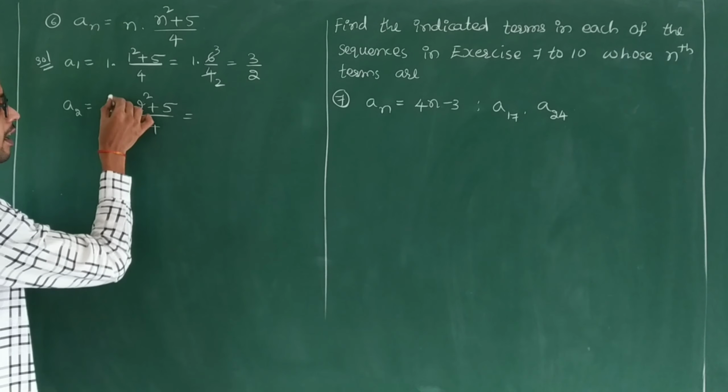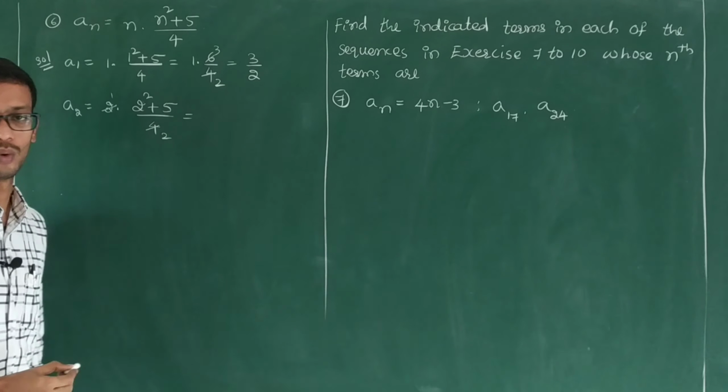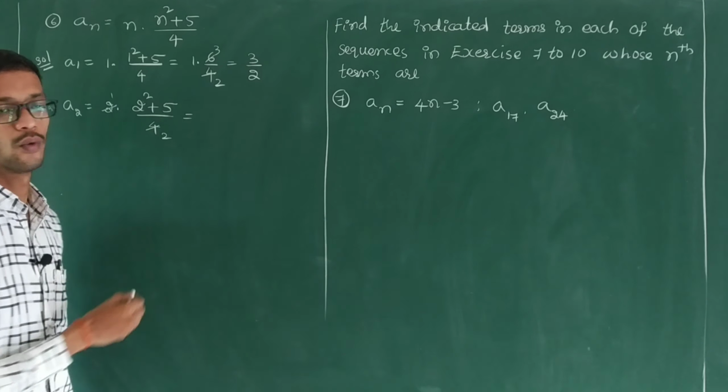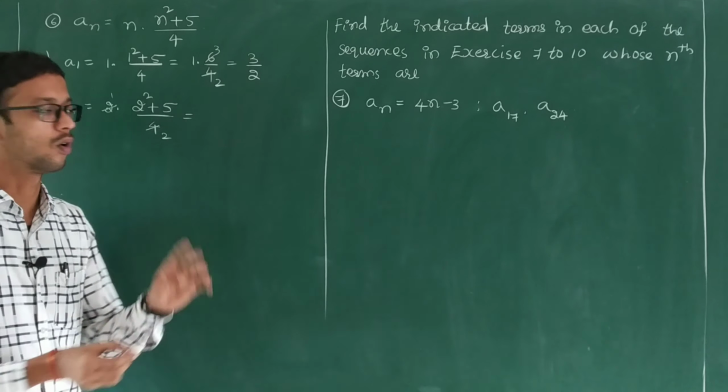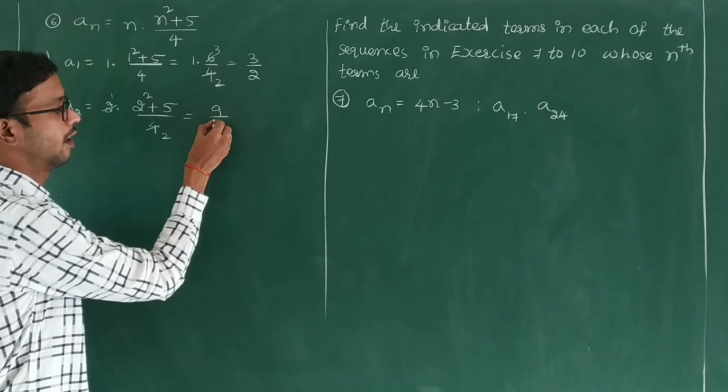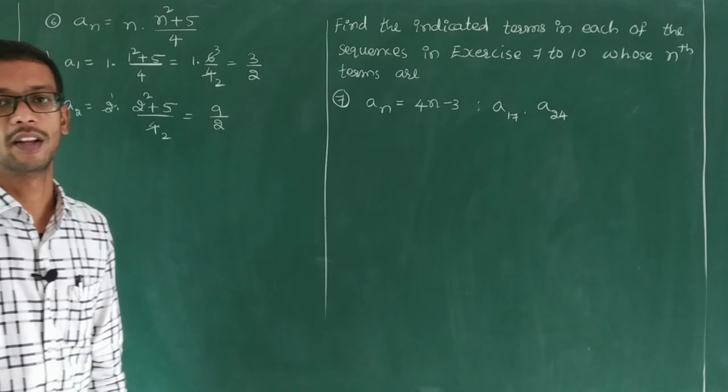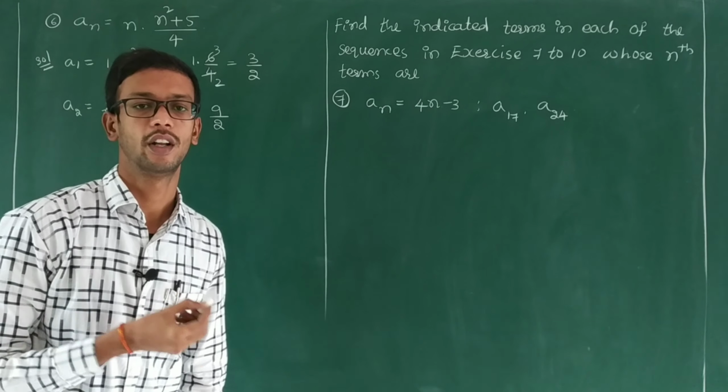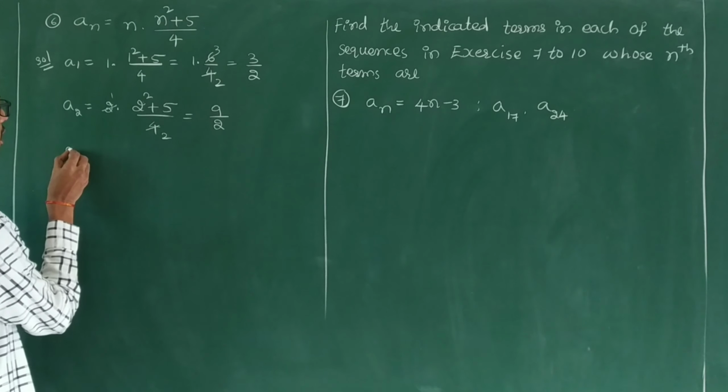Here, directly I am making the substitution. 2 square is 4. 4 plus 5 is 9, divided by 2. Next, a3.